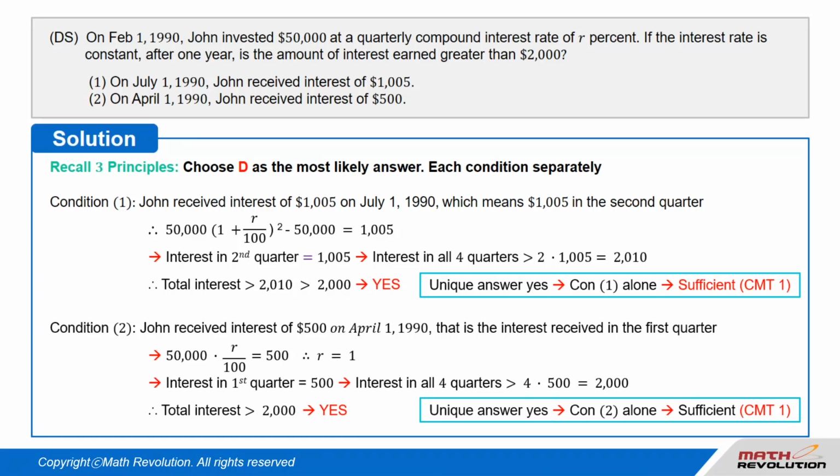Condition 2 tells us that John received interest of $500 on April 1st, 1990. That is the interest received in the first quarter. Then we get 50,000 times r over 100 equals 500. That is, r equals 1. We do not need to solve further, as we can solve this equation to get the value of r. Also, we can say if the interest in the first quarter is 500, the interest in all the four quarters will be greater than 4 times 500, which equals 2,000. So the total interest is greater than 2,000. We get yes, and the condition is sufficient by CMT1. Which means that the answer should be in terms of a unique yes or no.